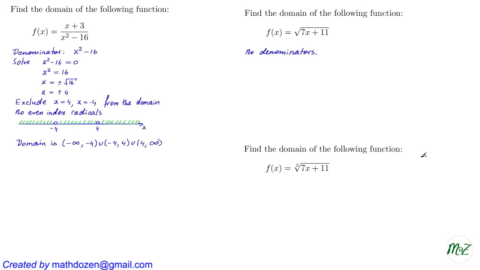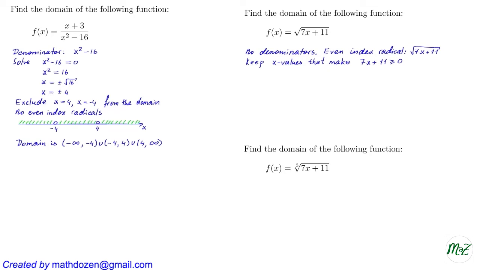Now moving to the second function, the function is square root of 7x plus 11. So we notice that there are no denominators in this function. But there is an even index radical, that's the square root of 7x plus 11. So to keep the square root out of trouble, we're going to keep the x values that make 7x plus 11 greater or equal to 0.